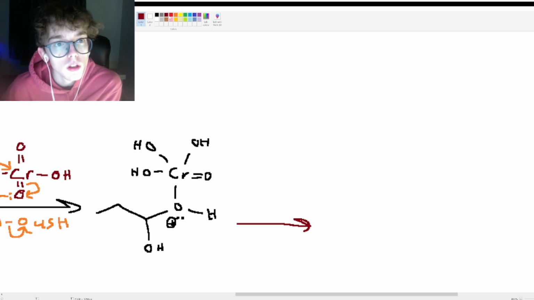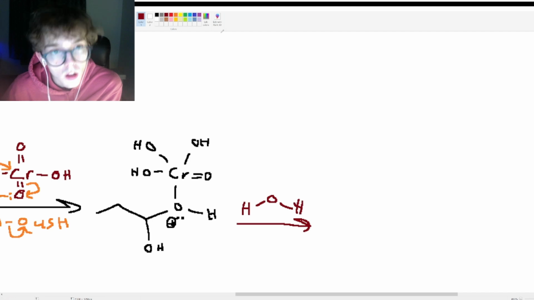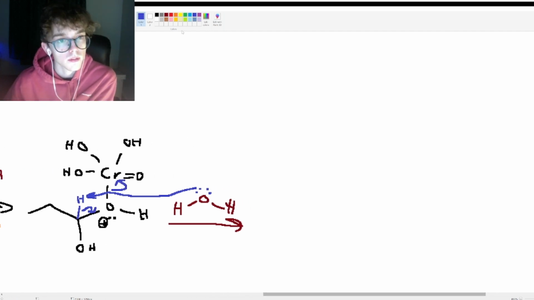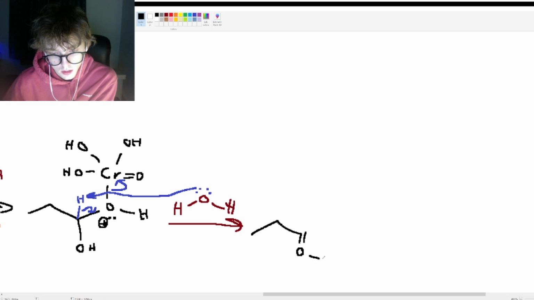So we'll come in with an equivalent of water, and let's just make it do that attack there. So it's going to steal that, do that, and kick out our chromium reagent. And we're left with this. So I will draw it like that with our hydrogen and our positive charge on there.